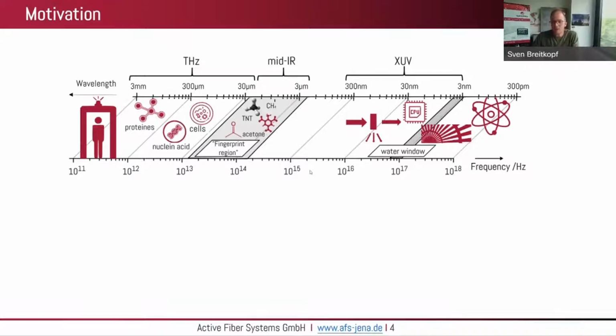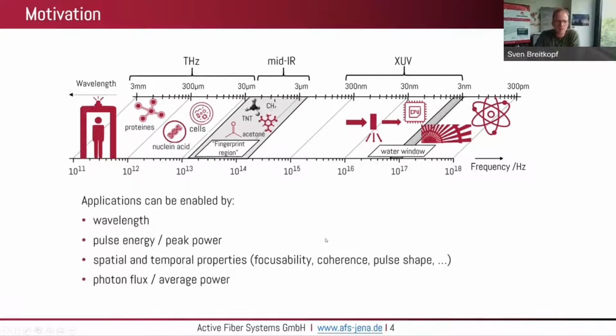Usually for many applications, you have certain requirements on the wavelength. Of course, there are some things you can do better in the XUV or better in terahertz, and particularly in spectroscopy, you're usually fixed to a certain wavelength that you would like to have. But also, as I said, you need pulse energy and peak power. The spatial and temporal properties of the beam are important. And you might need a certain level of photon flux or average power to carry out your application. And you cannot cover the entire range with the laser directly.